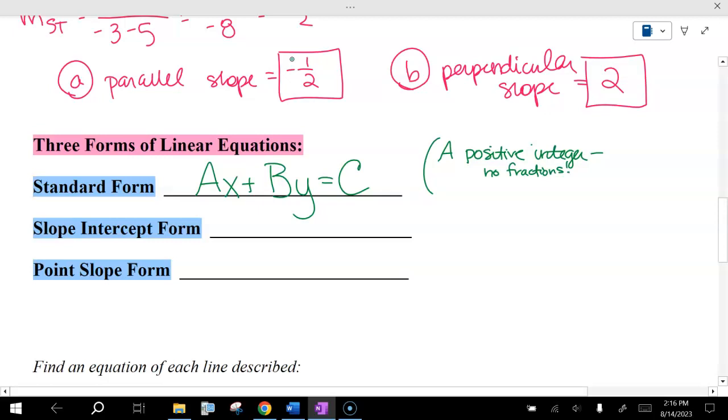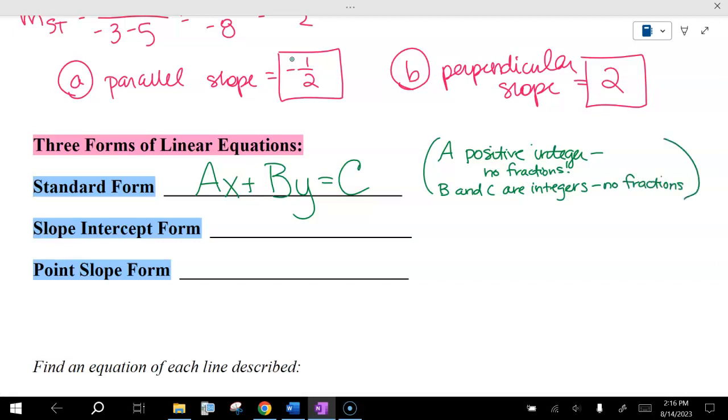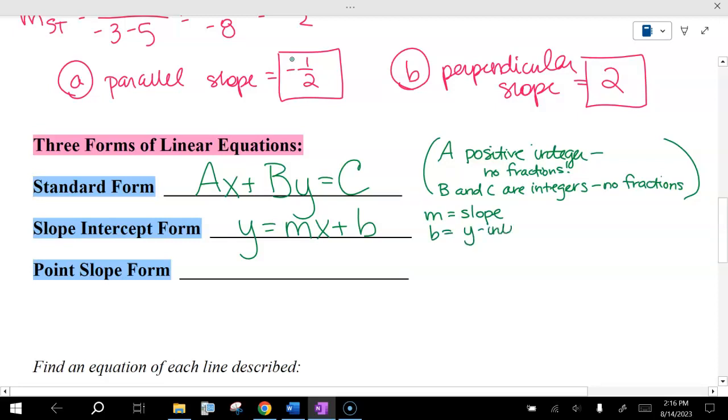And it also means A has to be positive, and B and C also have to be integers, which again, integers just means no fractions. And standard form, again, just looks pretty. Slope-intercept form, which is the one people are most familiar with, that's just going to be y equals mx plus b, where we've already said m is our slope. And here, our lowercase b is just going to be our y-intercept.